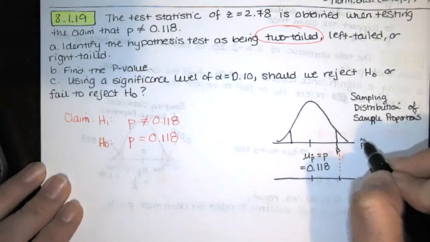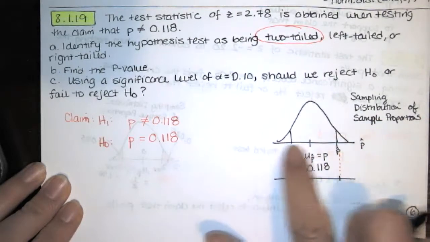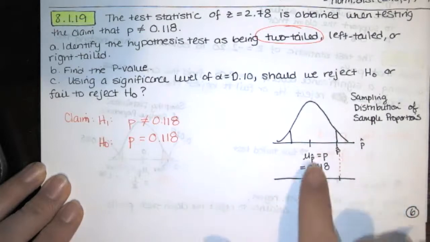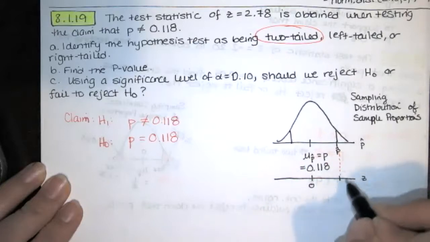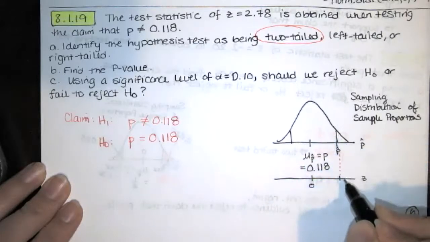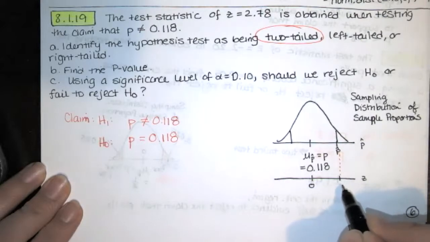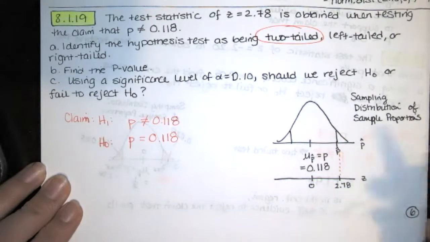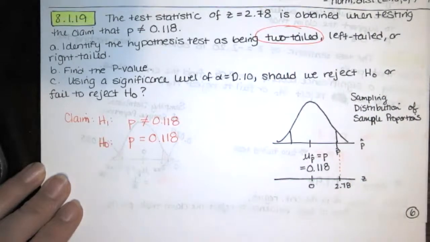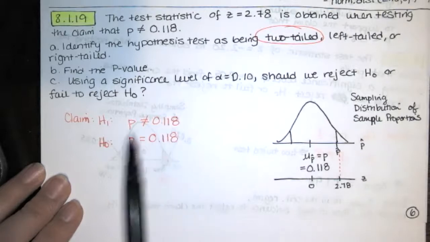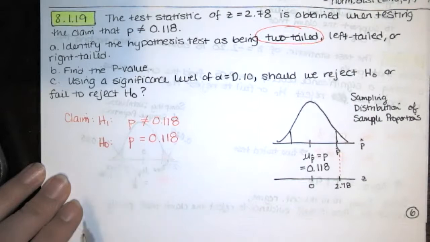So if these are values of p hat, and I've got all the possible values of p hat down here with the mean equal to that assumed population proportion of 0.118. Down here, I want to look at z-scores. Those have a mean of 0 and a standard deviation of 1. And they're saying that the test statistic is equal to 2.78. So this value of p hat is 2.78 standard deviations above the mean, provided that we're assuming that the true population proportion is 0.118.